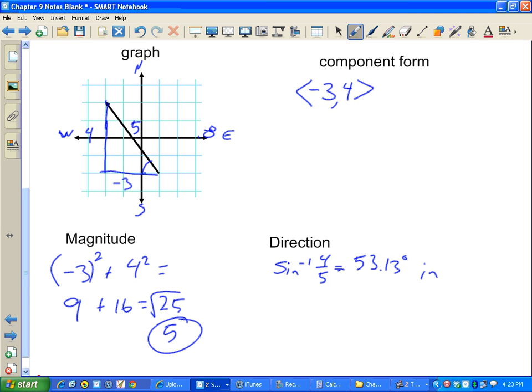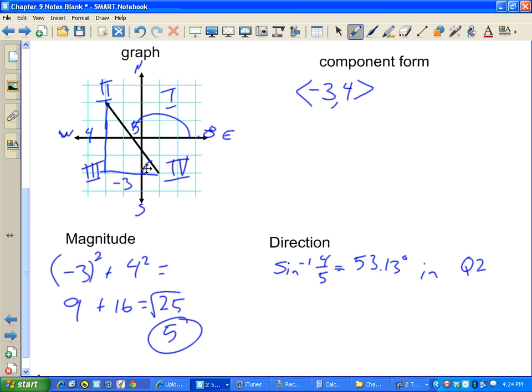53.13 degrees in quadrant 2. Remember, this is quadrant 1, 2, 3, 4. Okay, if you guys want a head start on pre-calculus, what we would actually do is we would just go from here, and since we're in quadrant 2, well, no, let's stick with this. Okay, 53.13 degrees in quadrant 2.